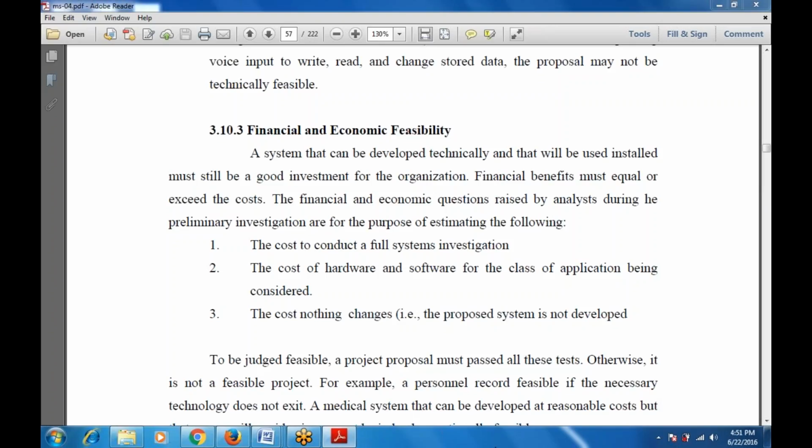So these are the few questions that are used for estimating the cost. Now, what are the few questions available in the economic feasibility? That is the cost to conduct a full system investigation. Then the cost of hardware and software for the class of application being processed. That is, what are the various applications processed by the system requirements, or what are the ways by which we can request the system development. So that is the cost of the hardware and the software for the class of application being considered.